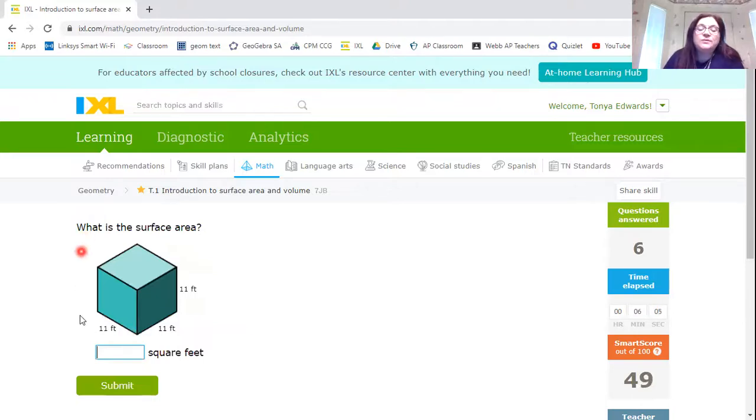Surface area. Now, if this was volume, it'd be 11 times 11 times 11. We'd be done. But this is surface area. So 11 times 11 is the area of the bottom and the top. So let's multiply that by 2. And then we've got 11 times 11, 4 more times. So it's actually 11 times 11 times 6. 726.